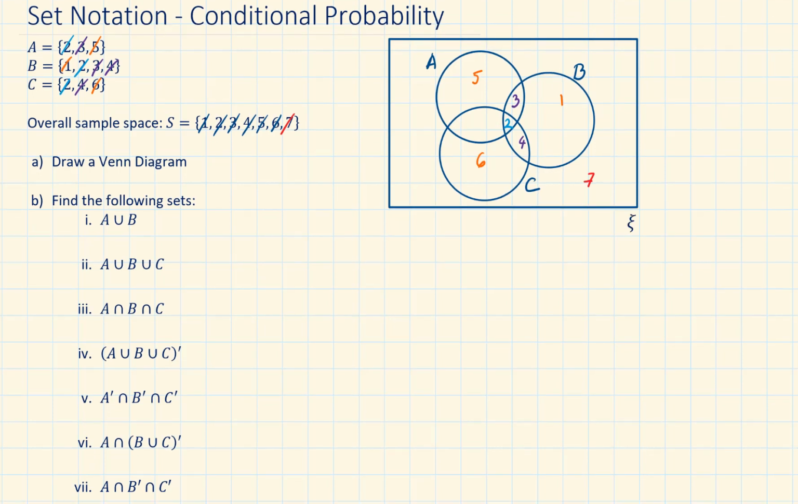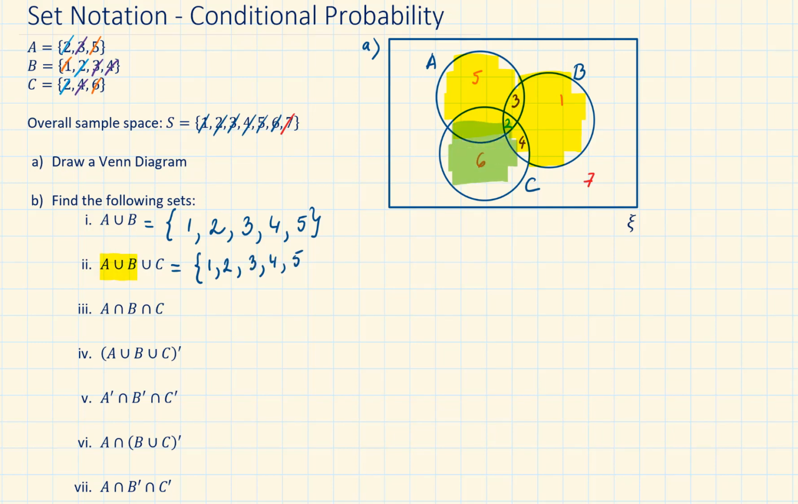Find the following sets. A union B. These are 1, 2, 3, 4, and 5, as shown in the shaded diagram. A union B union C: A union B are the elements above, and we also have to add an extra element, which is 6, part of the C.